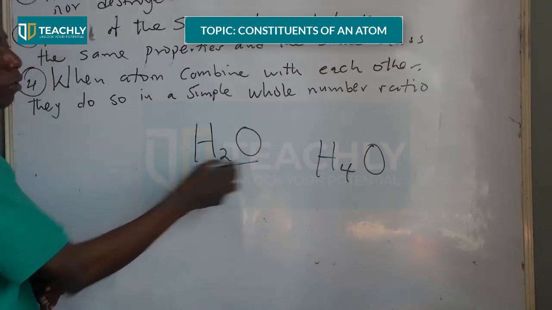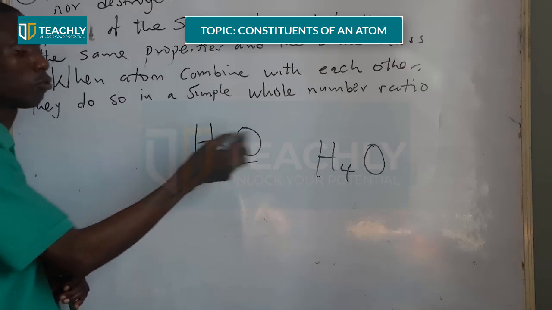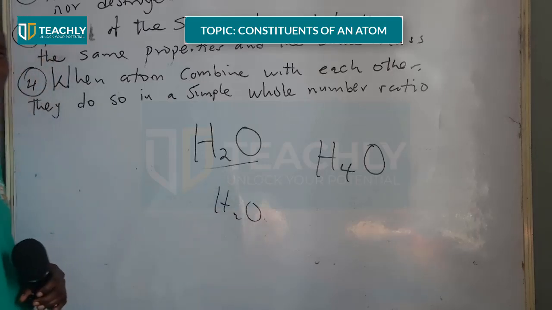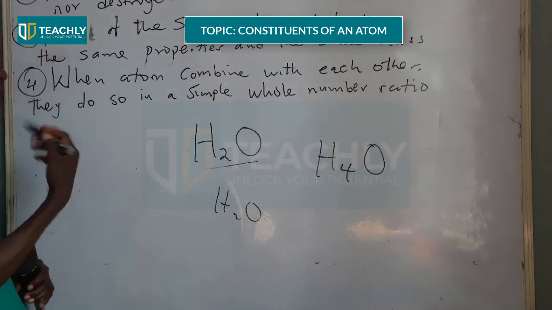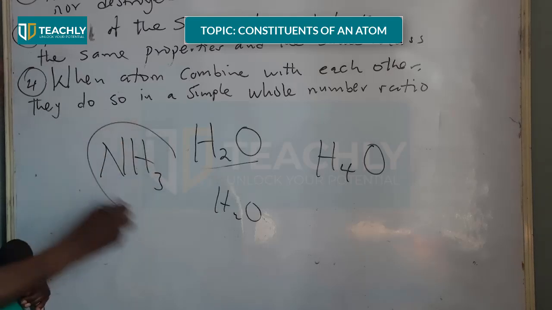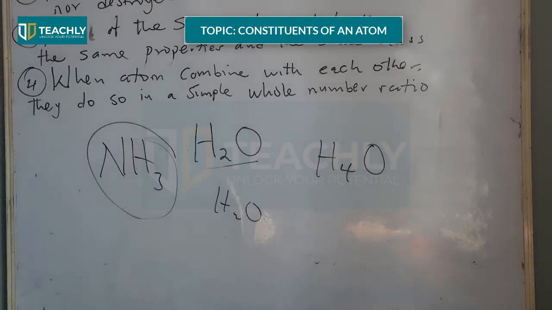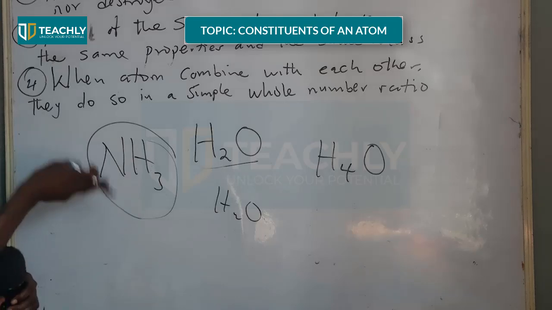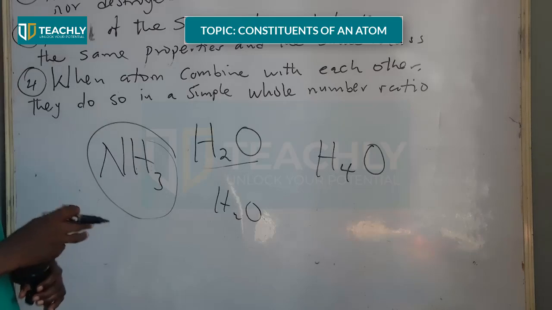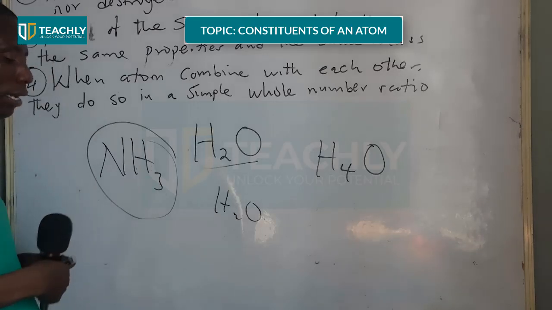For example, for water, we always say it's a ratio 2:1. That is, two atoms of hydrogen always combine with one atom of oxygen to form water. Likewise, ammonia. If you want to write ammonia, you say NH3. It means anytime you want to write ammonia, 3 atoms of hydrogen must combine with one atom of nitrogen. There is a certain ratio in which a number of atoms come together in a compound.